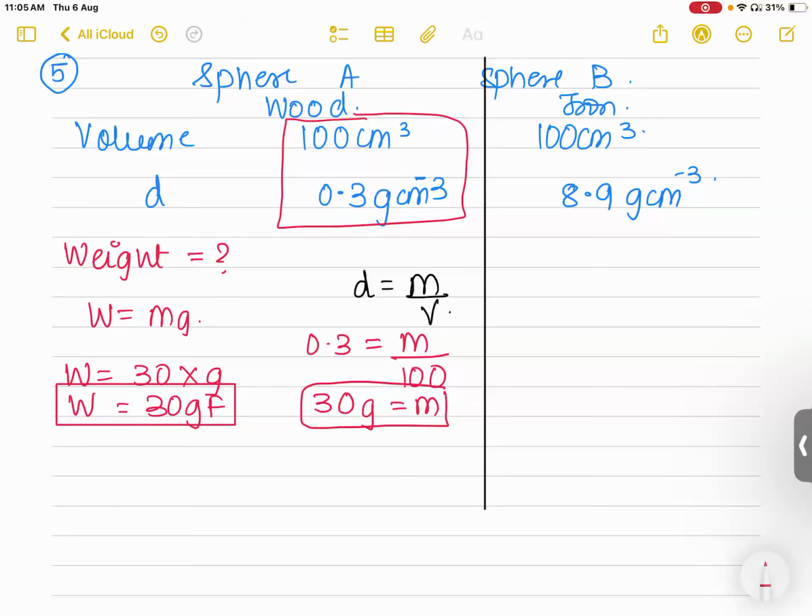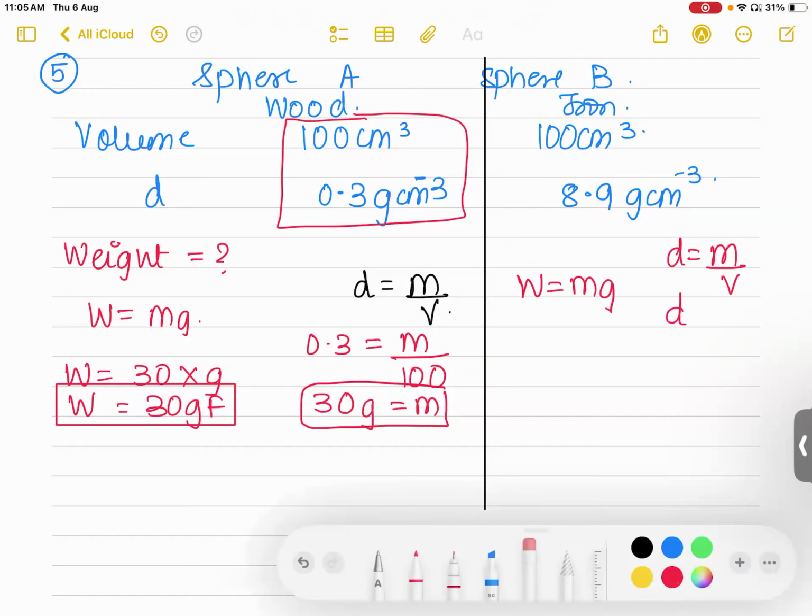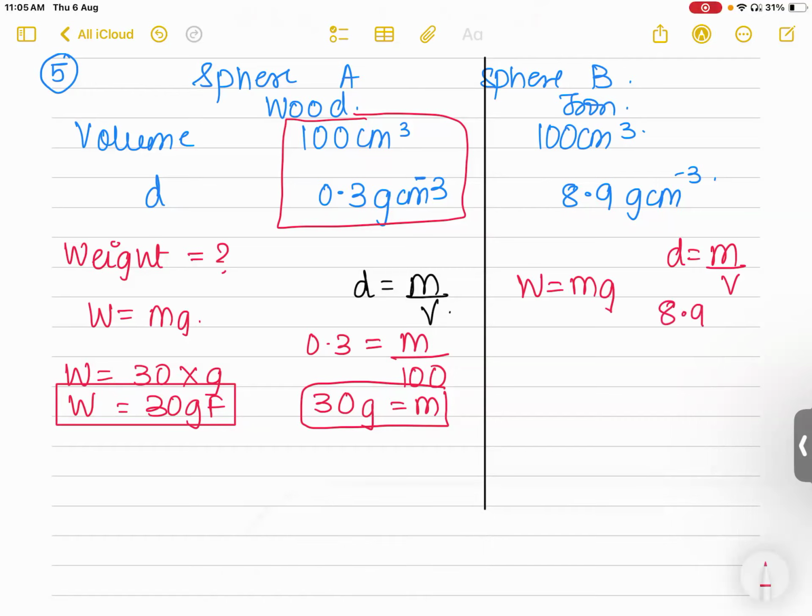Then comes the weight of the second object. So we have W is equal to m into g. Here also we will go with that same approach. I know that density is mass upon volume, guys. The mass is not given. Density is given to me precisely. So density is 8.9. So we write here 8.9 upon volume, which is 100. This gets cross multiplied. So we get 889 will be the mass. 89 grams is your mass.